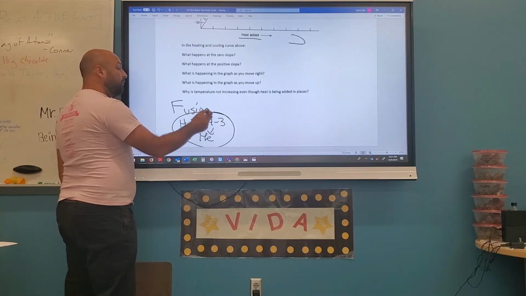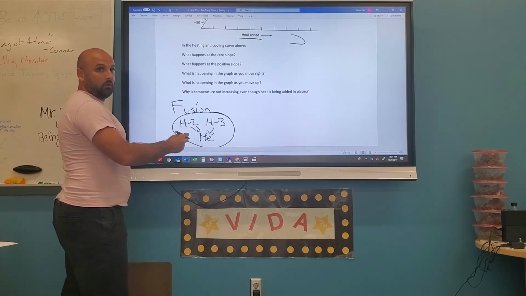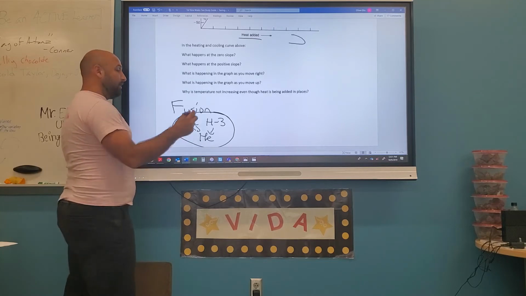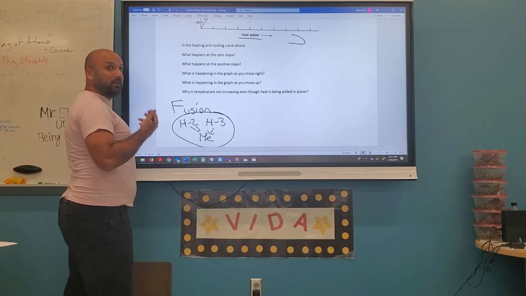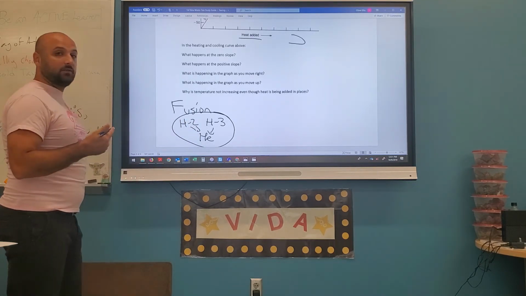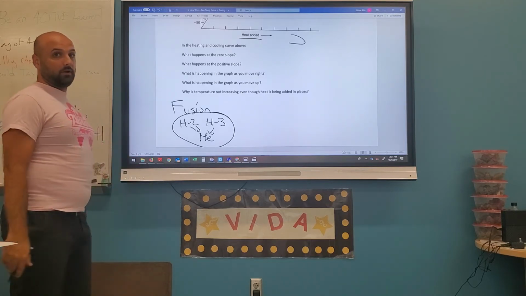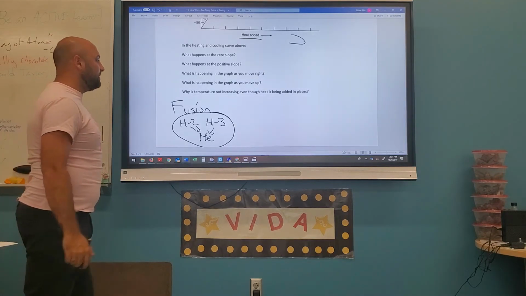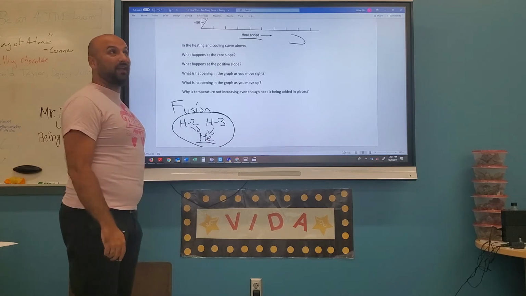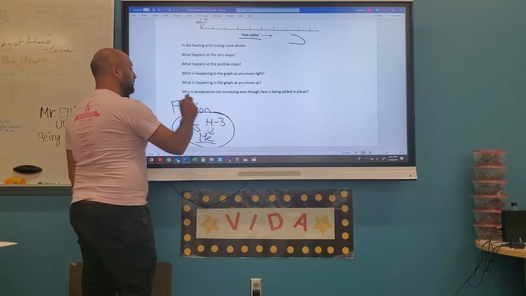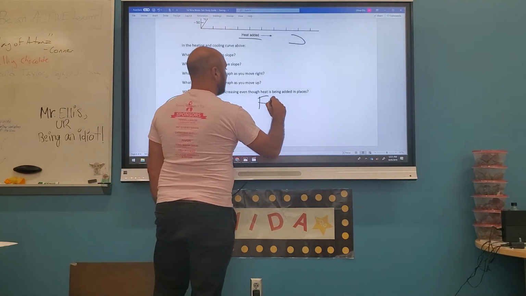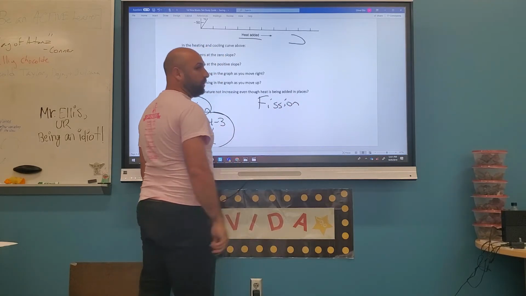Can we currently use fusion? No, we cannot. All right, and we can't use fusion because it's uncontrollable as far as we're concerned. It's too many millions of degrees. It happens in the stars, for goodness sake. So we can't use fusion yet, even though it would be great because it produces helium and lots of energy. In fact, fusion makes way more energy than fission. However, fission is the only one we can control.